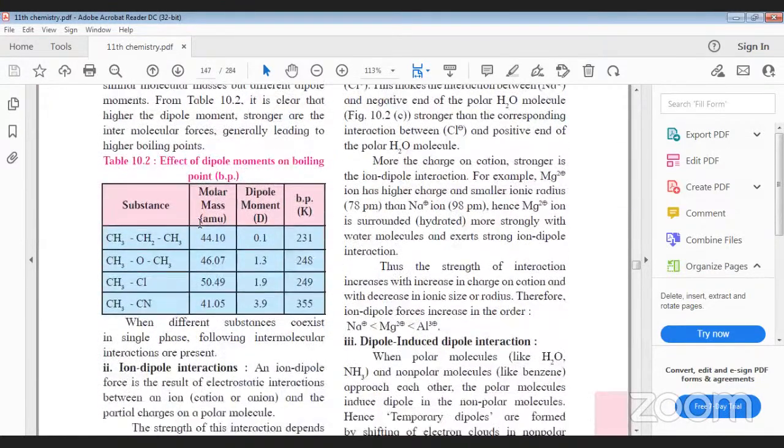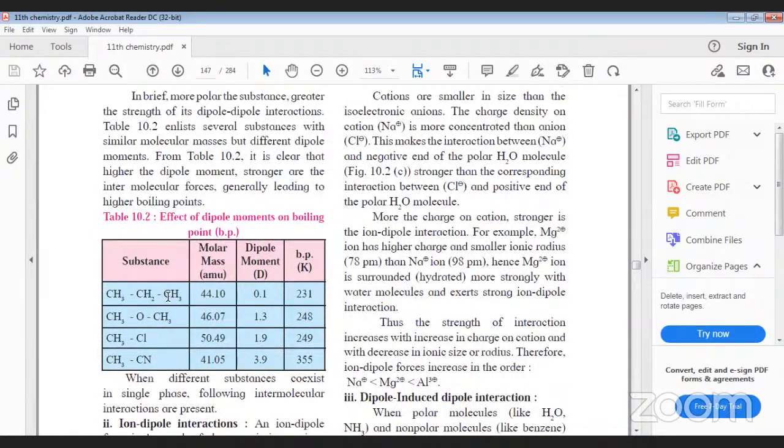Now, if you see here, there is one table given in which polar molecules are mentioned. So this is a formula of alkane. You have not yet studied alkane, so I'll just show you. Alkane is a family of hydrocarbons which contains the molecular formula CnH2n+2. So methane is the first member, ethane is the second member, and this is propane.